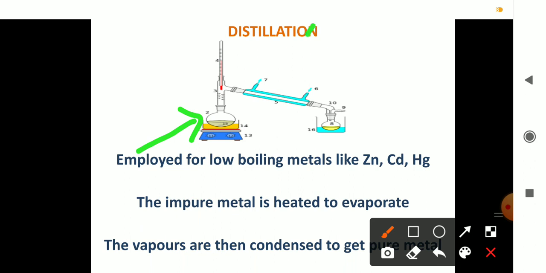Okay, and this is called a condenser. It is called a reflux condenser. The vapors coming out from the round bottom flask are allowed to move through the reflux condenser, and this reflux condenser is surrounded by a running flow of water. When water circulates around this reflux condenser, the vapors are cooled much faster. We know that when vapors are cooled, they are converted into liquid state. The same thing happens here. Now the pure metal in the vapor state is cooled and collected in this receiver.